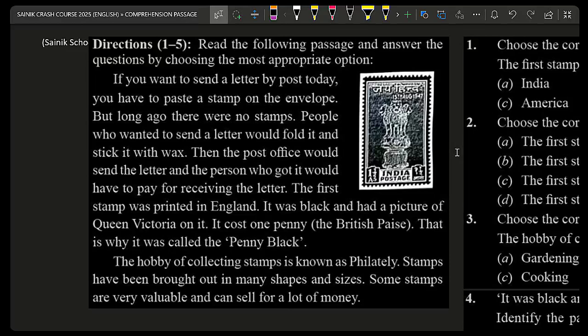The first stamp was printed in England. Vaishnavi, wait a minute. Before stamps started, the person who was receiving the letter paid for receiving it and for the service of the postman, etc. But now, after stamps were invented, the person who is writing the letter has to pay for the stamp, right? You understood the difference?